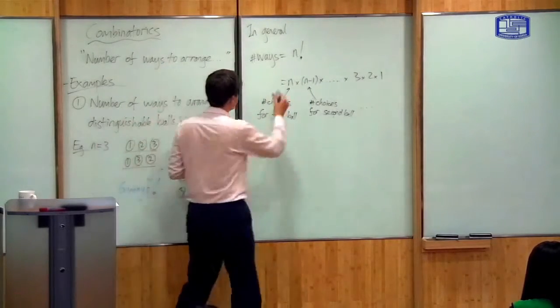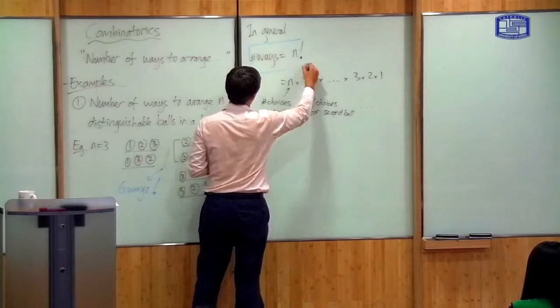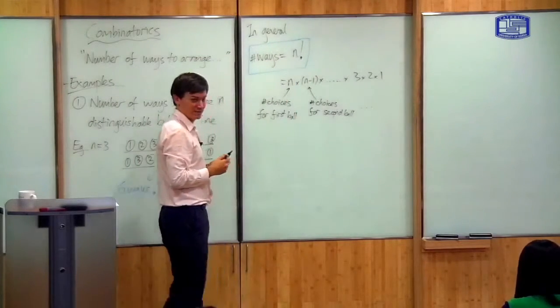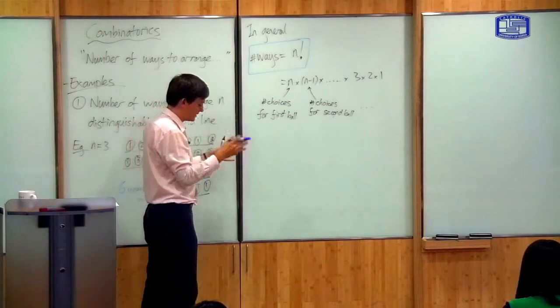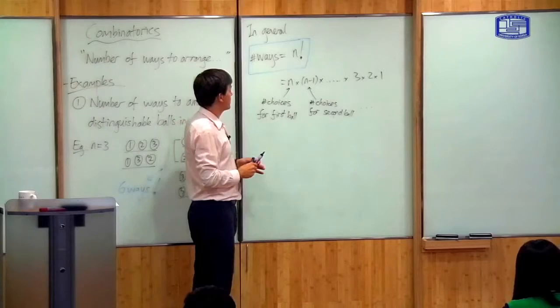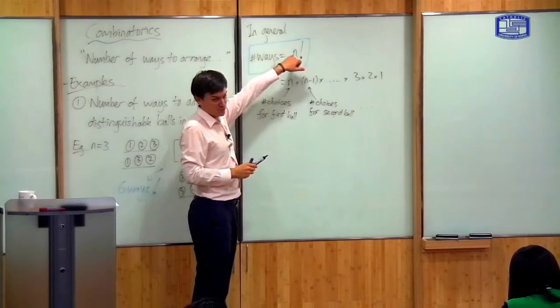Okay, so this is an important result. The number of ways of arranging n distinguishable things, they don't have to be balls, obviously. They can be anything I like, as long as I can tell the difference between them. The number of ways of arranging them in a line is n factorial.